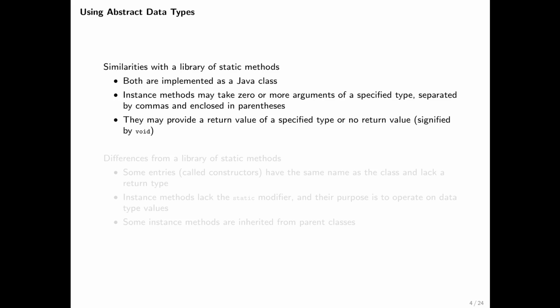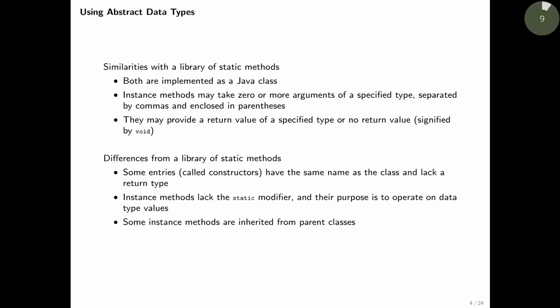Now, instance methods, such as the ones that you saw in the API for Counter on the previous slide, are similar to static methods in that they may take 0 or more arguments of a specified type, separated by commas and enclosed in parentheses. Instance methods also provide a return value of a specified type or no return value, which is signified by the void keyword. So instance methods of abstract data types are quite similar to a library of static methods.